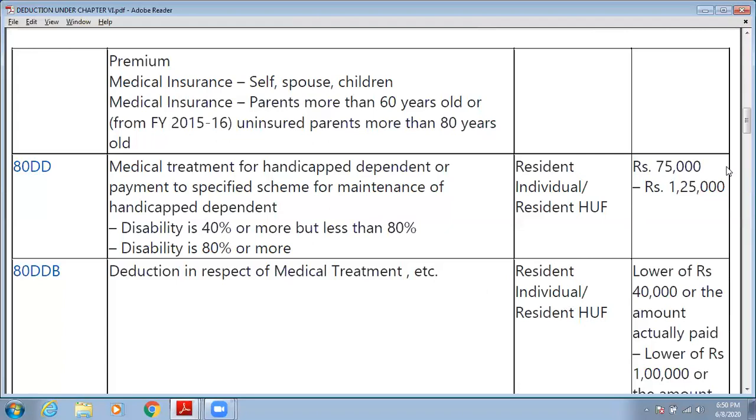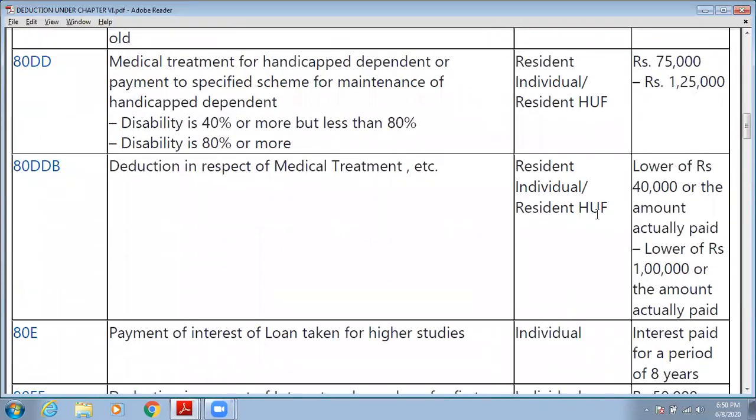तो अगर 40 से 80 के बीच में है देन यू आर अलाउड 75,000 रुपीज डिडक्शन, और अगर डिसेबिलिटी 80% और मोर है देन इन दैट केस यू विल अलाउ द डिडक्शन शुड बी 1,25,000. किसको मिलेगा ये डिडक्शन, to whom this deduction will be allowed, resident individual या resident HUF. In this case only resident individual and resident HUF is allowed for this deduction. Non-resident is not allowed for this deduction.